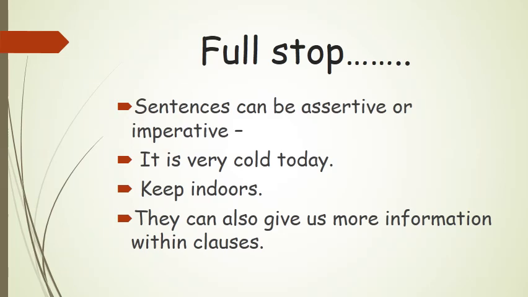If you look at the two examples that I've got, "It is very cold today" is an assertive sentence, because it's asserting something, giving you information. The other is imperative, which means that perhaps some action is needed, and the example is "Keep indoors." At year 3 level, those are the sorts of sentences they should be able to write. Of course, sentences can be complex and contain clauses, but that's another topic that we will do later.